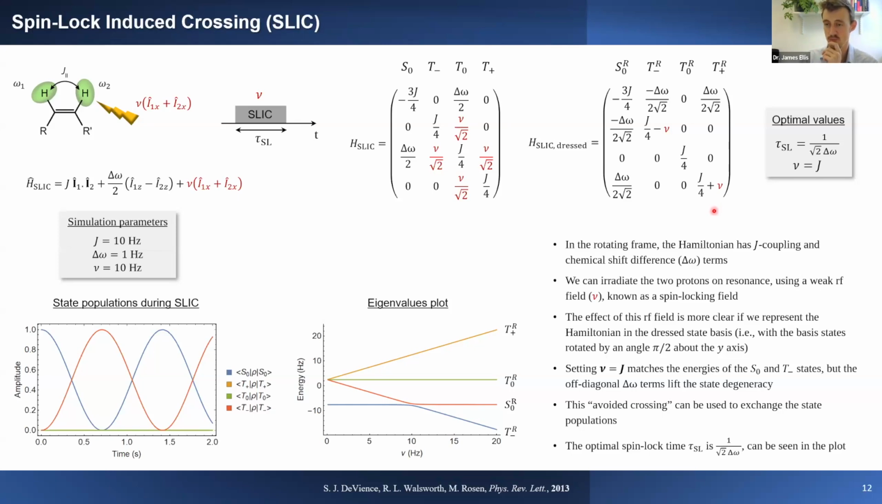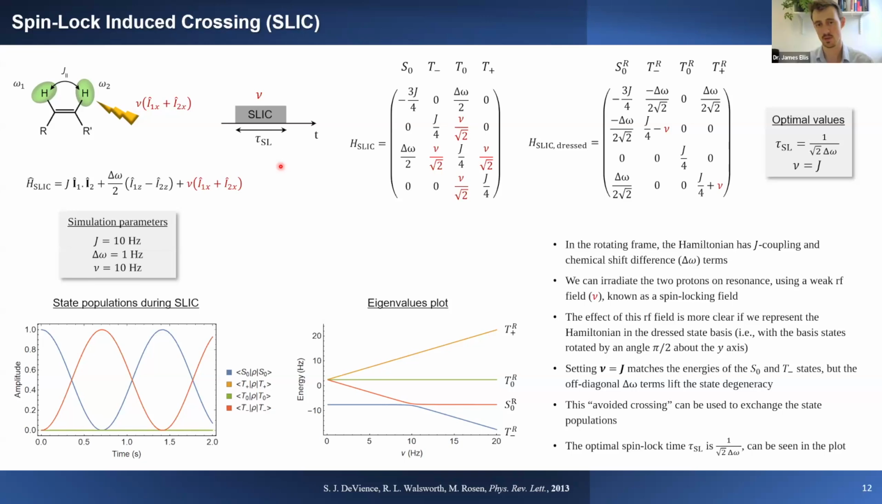Exactly, because this is a weak, long pulse. You can see the time of this pulse is given by this factor here, so it's essentially 1 over this chemical shift difference. This is reasonably long, normally tens or hundreds of milliseconds, and that means it's a highly frequency selective pulse. So if there's a B0 inhomogeneity, meaning you have a broad proton line, then you're only irradiating part of it with the SLIC pulse. This probably starts to sound more familiar to people that work with solids, where you're only irradiating part of your line.